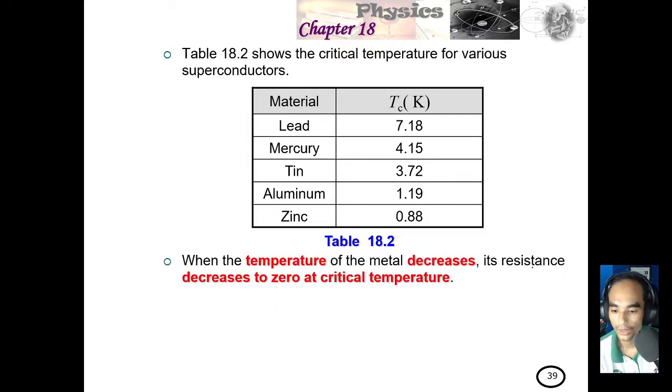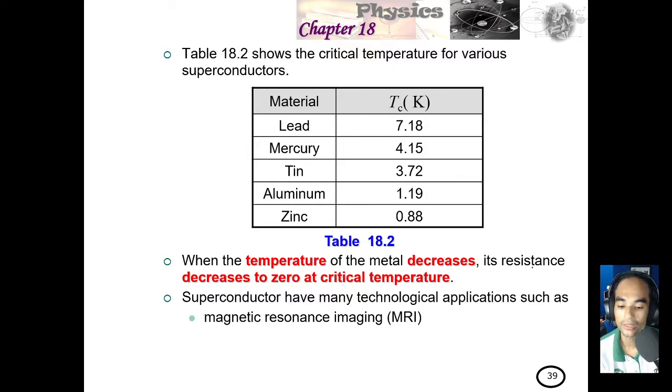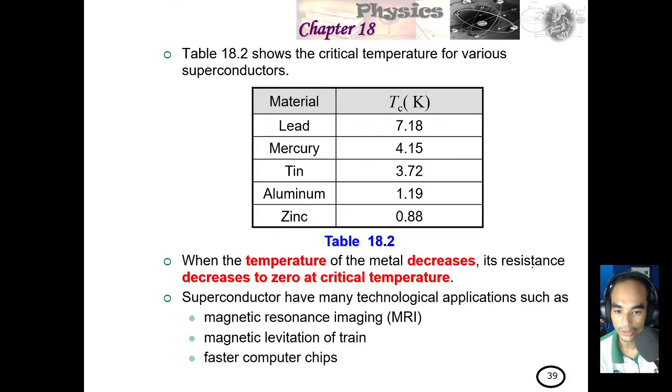When the temperature of the metal decreases, its resistance decreases to zero at the critical temperature. Superconductors may have technological applications such as magnetic resonance imaging, MRI, magnetic levitation of trains, faster computation, powerful electric motors, and so on.